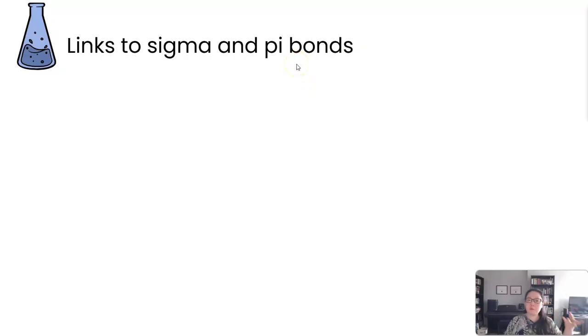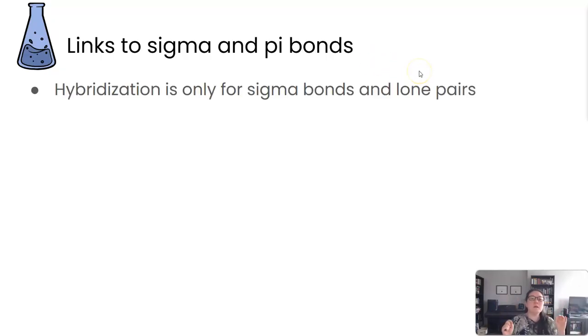So, if we go back to that lesson on sigma and pi bonds, how does this all fit into the hybridization thing? Well, your sigma bonds are made from hybridized orbitals. So hybridization happens, and then when a bond forms from that, the sigma bonds are from hybridization. Also included in the whole hybridization thing are those lone pairs as well.